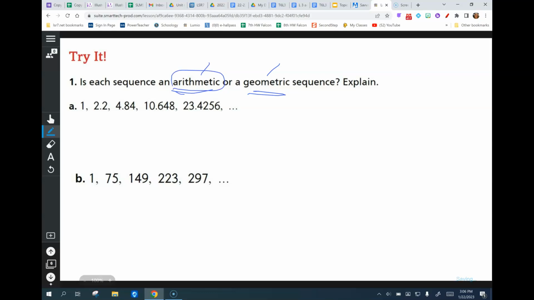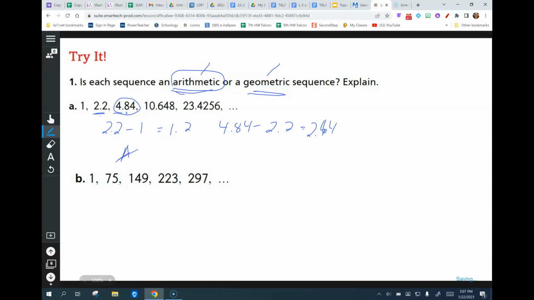So take your calculator and take the 2.2 minus 1. So what do I get? 1.2. If I take 4.84 and subtract 2.2, so I always take second minus first, the next term minus the one in front of it. Do I get 1.2? Okay, so take 4.84. I think we already know the answer to this, but let's just double check. No, I get 2.64. So it's not arithmetic. We can cancel that one out.